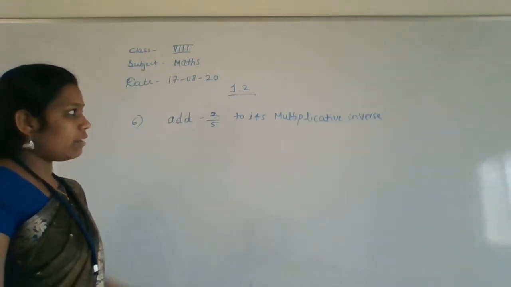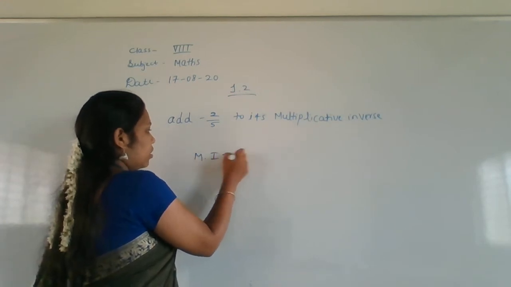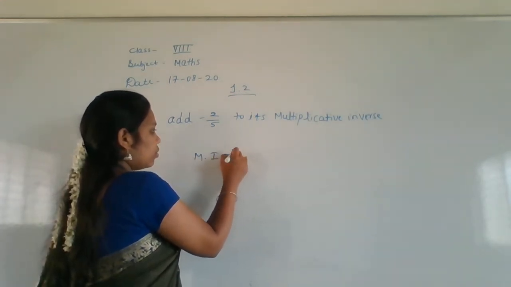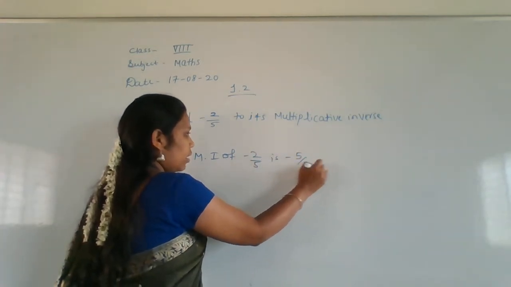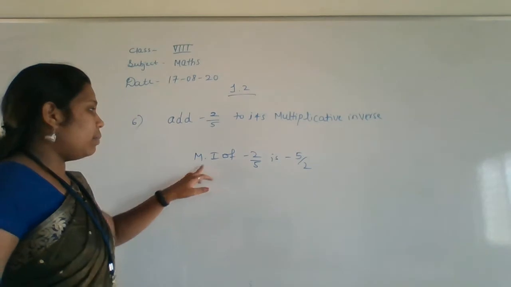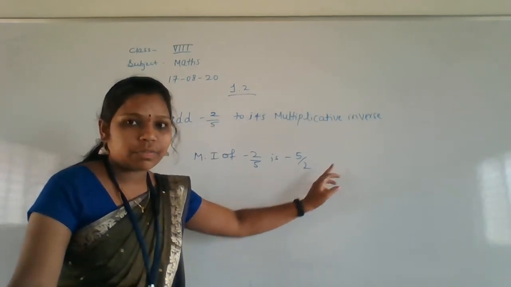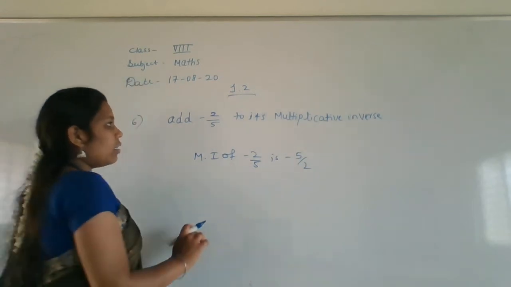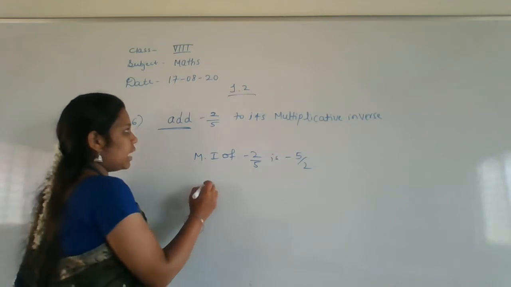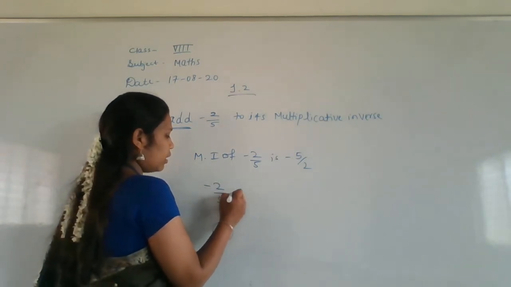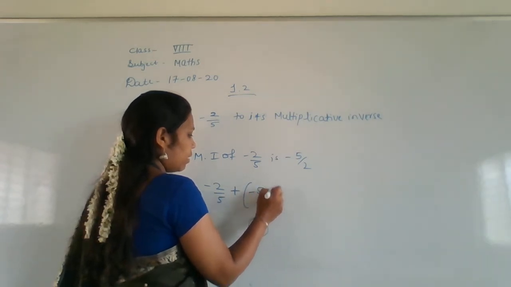What is the multiplicative inverse of minus 2 by 5? Multiplicative inverse is minus 5 by 2, right? The multiplicative inverse of minus 2 by 5 is minus 5 by 2. So now we are adding these two. Add means addition, so minus 2 by 5 plus minus 5 by 2.